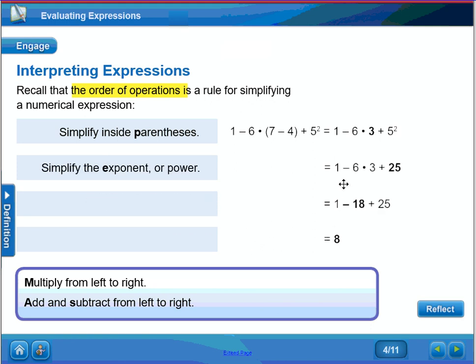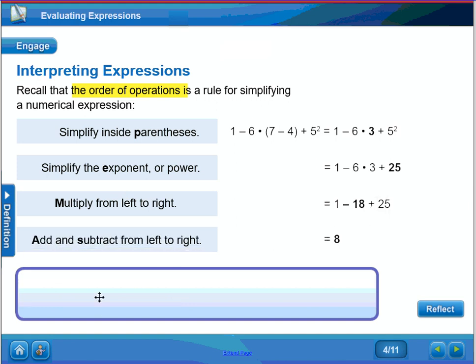All right, then in our PEMDAS, we have parentheses, exponents, multiplying and dividing. In this case, we do have a multiplication problem, so negative 6 times 3 is negative 18. And then last but not least, we add and subtract from left to right.